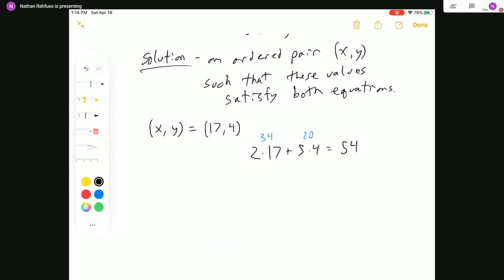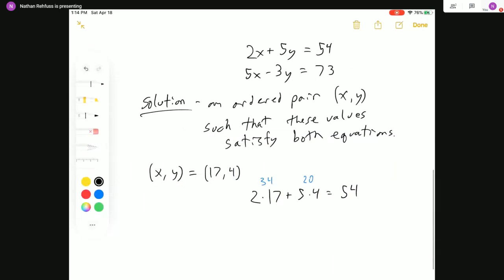And then in the other equation, we had 5x minus 3y, so 5 times 17 minus 3 times 4. Well, 5 times 17 is 85, and 3 times 4 is 12. 85 minus 12 really is 73. So this solution satisfies both equations simultaneously.